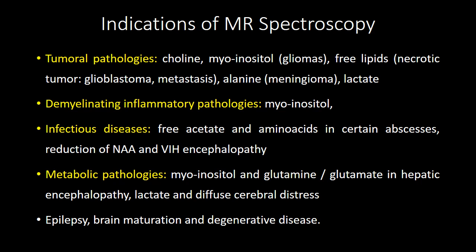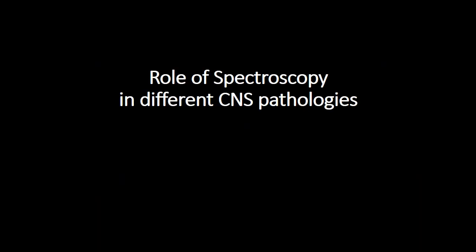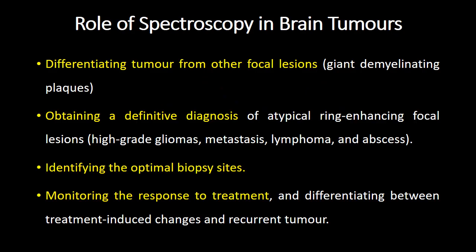What are the indications of MR spectroscopy in brain? For tumoral pathologies, demyelinating pathologies, infectious diseases, metabolic diseases, and in case of epilepsy and degenerative diseases. Let us see the role of spectroscopy in each different CNS pathology. Role of spectroscopy in brain tumors.